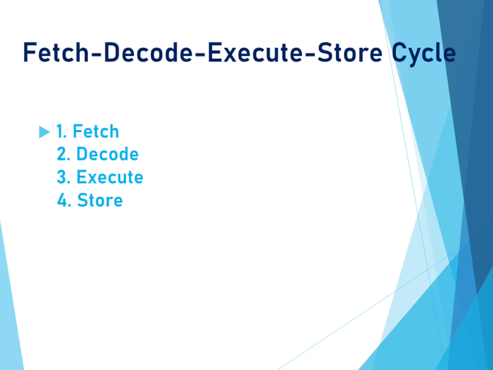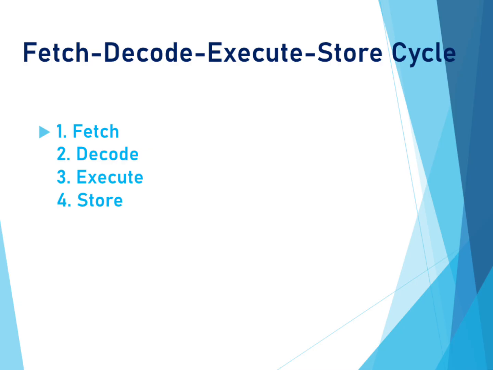Fetch. The CPU first fetches an instruction from the computer's memory. For example, it may receive the instruction to add two numbers. Then decode. Next, the CPU decodes the instruction. It determines exactly what operation needs to be performed. Next, execute. Now the CPU executes the instruction. If it is an addition, the ALU performs the calculation.